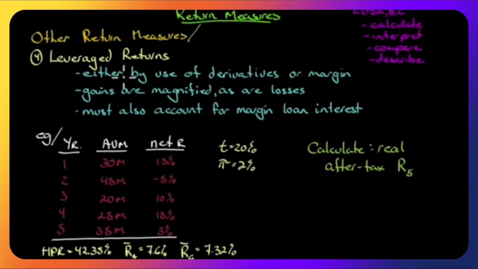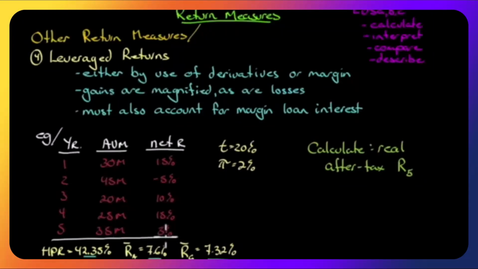So let's look at an example. I had this up before. We've already been through this. We calculated the holding period return for this particular scenario at 42.35. We found an arithmetic mean of 7.6% and a geometric mean return of 7.3%. So let's do something here. Let's say that our tax rate is 20%. We have an inflation rate of 2%. And let's calculate our real after-tax return for year 5, just for year 5.